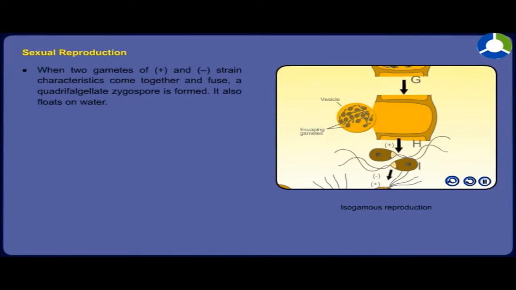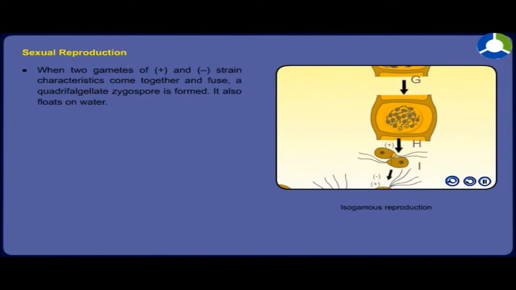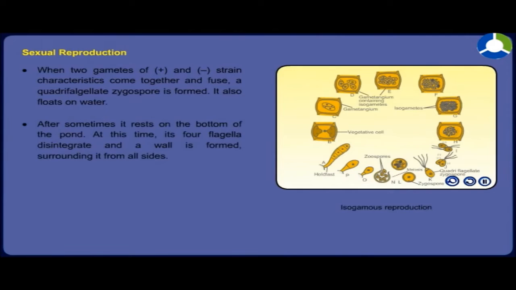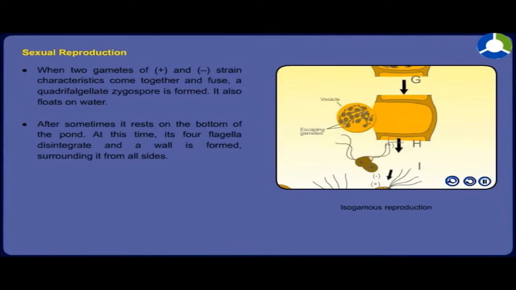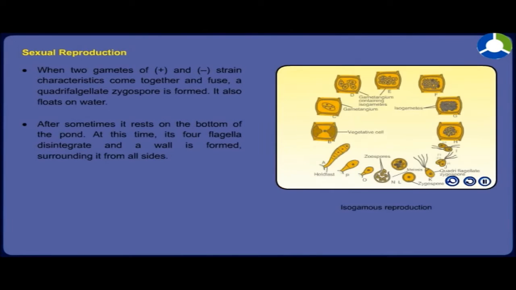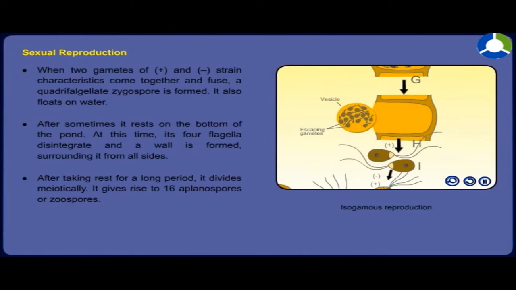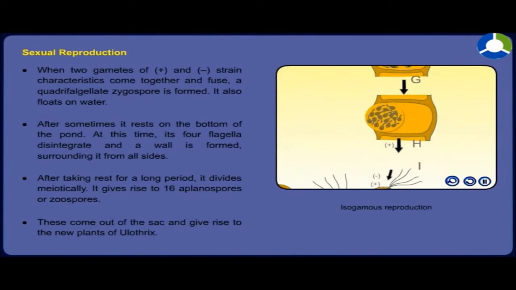When two gametes of positive and negative strains come together and fuse, a quadriflagellate zygospore is formed. It also floats on water. After some time, it rests on the bottom of the pond. At this time, its four flagella disintegrate and a wall is formed, surrounding it from all sides. After taking rest for a long period, it divides meiotically. It gives rise to 16 aplanospores or zoospores. These come out of the sac and give rise to new plants of Ulothrix.